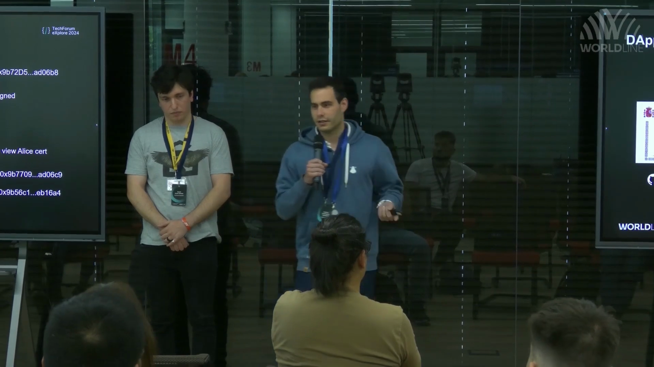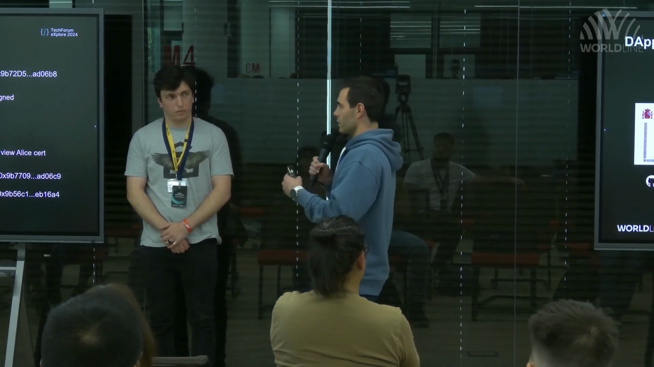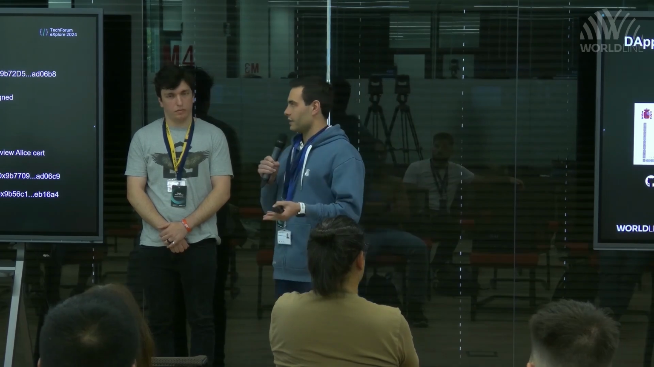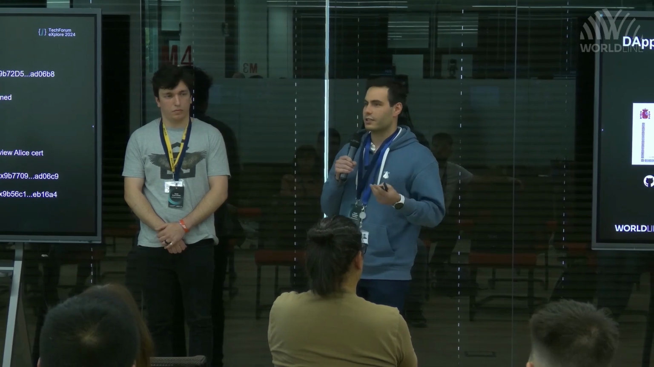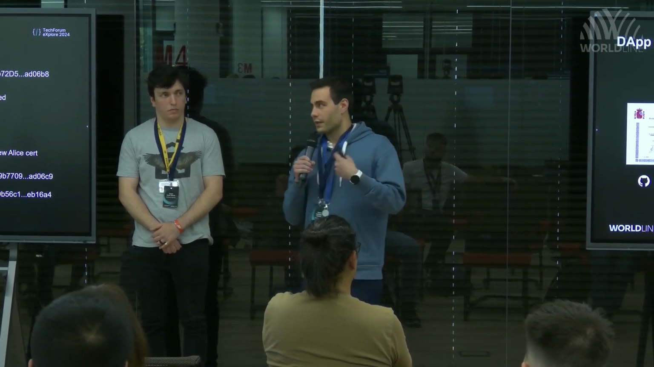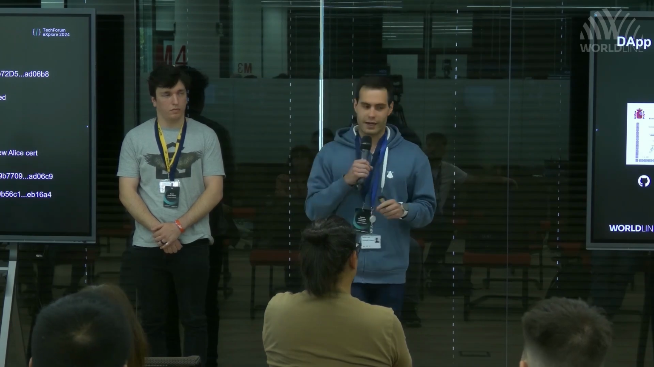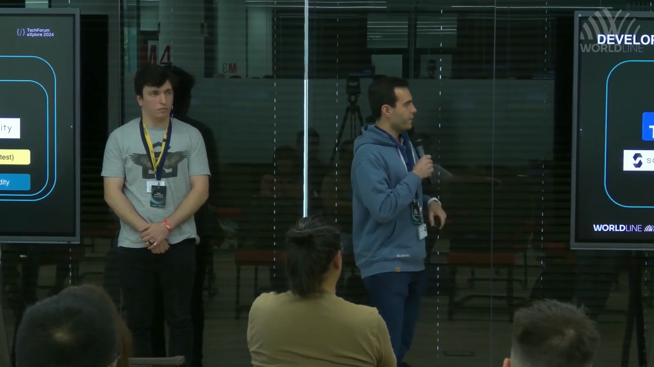And once this smart contract is deployed in the blockchain, we could use it. We are going to use it to assign the certificates to Alice, for example. And once Alice has the certificate, we could validate the ownership of this certificate by Alice. And this is what we are going to do.